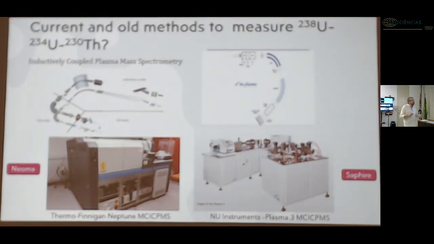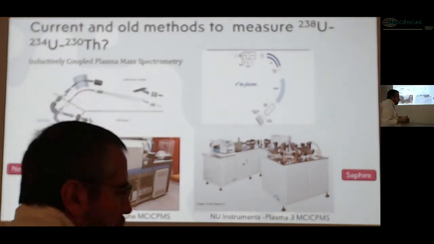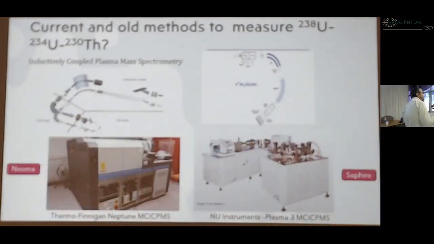What it actually means is that because you are introducing a whole bunch of elements, the ESA is going to limit the mass range of elements that you're focusing into the magnet. That's something that you don't have to do in the thermal ionization mass spectrometer. Why? Because it's in vacuum, everything is as clean as possible, not in here. So you need this ESA to get rid of all ions that are outside the mass range that you are interested in.